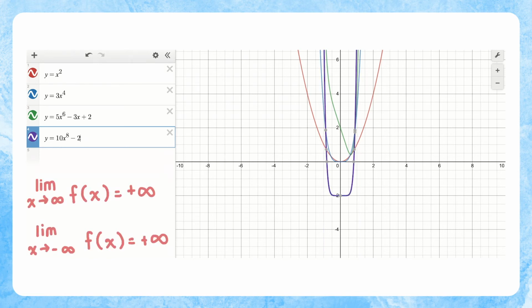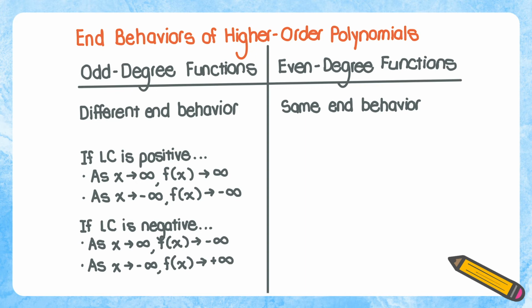Do you see that as we go more to the right, the graph approaches positive infinity? But also, even when we go to the far left, the graph is also approaching positive infinity. So even degree functions share the same end behavior on both ends. So regardless of whether we move to the far right or the far left, they share the same end behavior. In the examples we just looked at, our leading coefficient was positive.